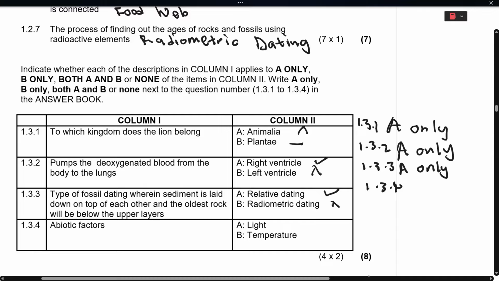So we go to 1.3.4, abiotic factors. So we go and check. We have light. Light is there and temperature is there. So this means that it is both A and B. So, guys, we are done.